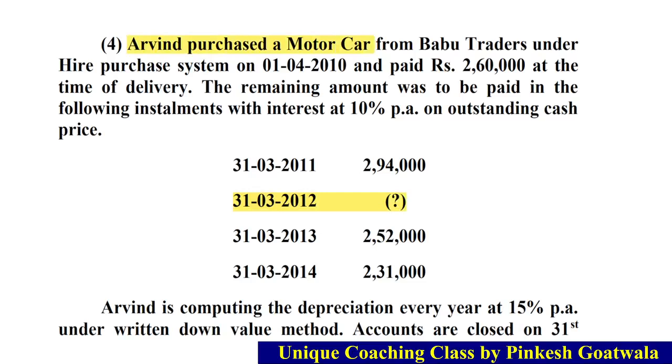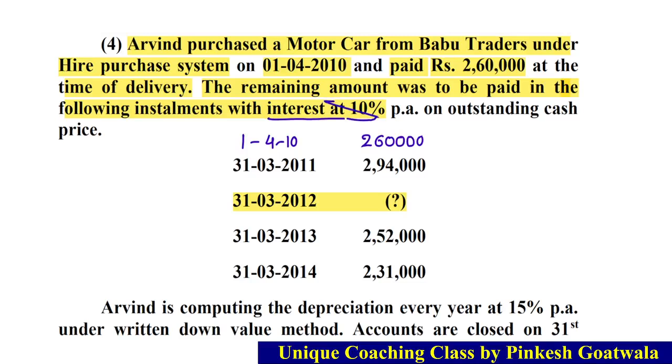Arvind purchased a motor car from Babu Traders under the hire purchase system on 1st April 2010. When did he purchase? Purchase on 1st April 10. Let's write here, purchased on 1st April 10, and paid 260 at the time of delivery. So it is the down payment. So here they give the amount of down payment, right? Then the remaining amount was to be paid in the following installments with interest 10%. Okay, rate of interest is given, 10%.